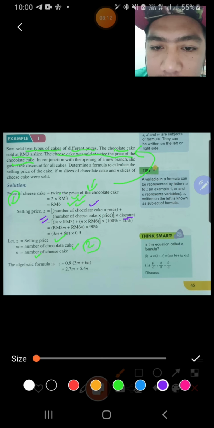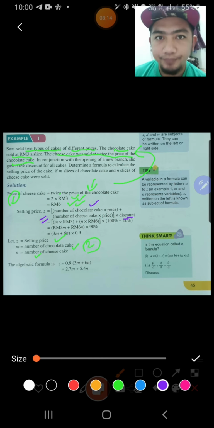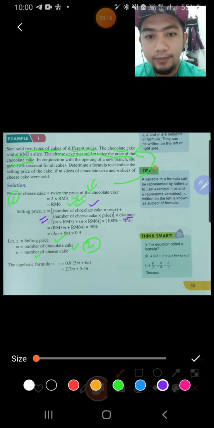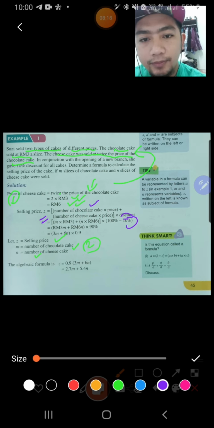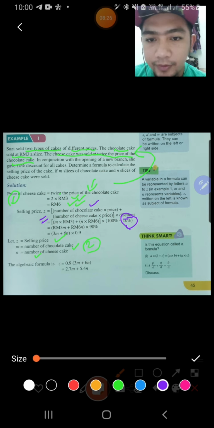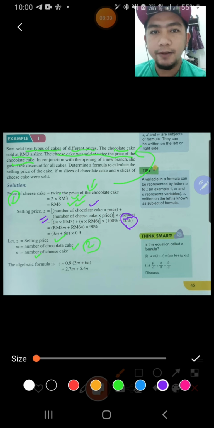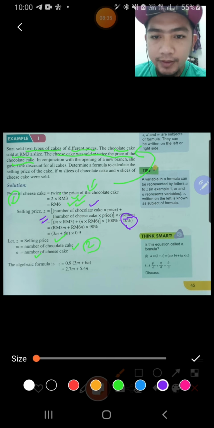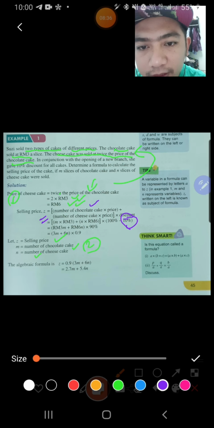Why do we use 100 minus 10? Because the discount is 10%, so the remaining 90% the customer should pay. The 90% is included in the price, and the 10% is the discount. That's why we took 90% here.